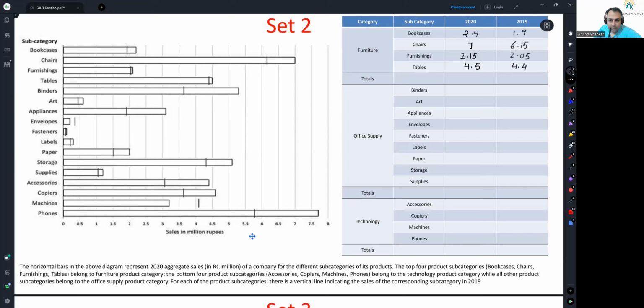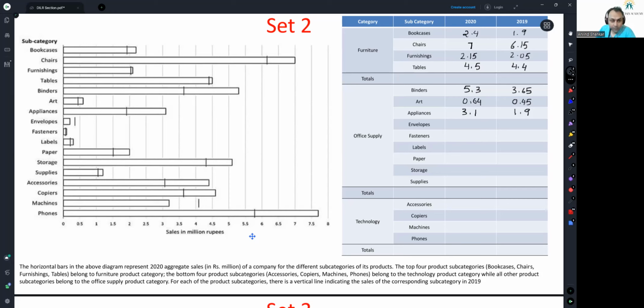I will get the totals later in one swoop. Right now, I will just keep on capturing information here. 5.3 for binders and 3.65. For art, 0.65 and 0.45. For appliances, 3.1 and here, 1.9.